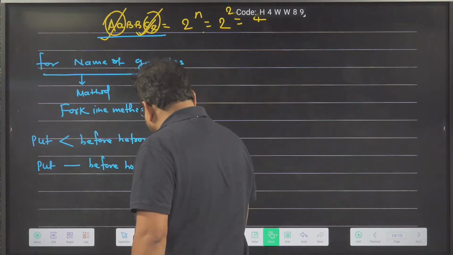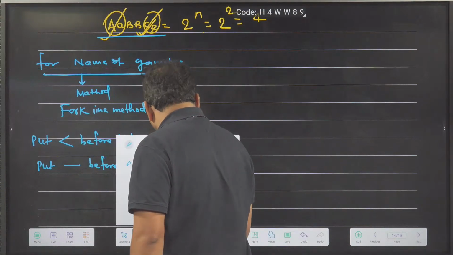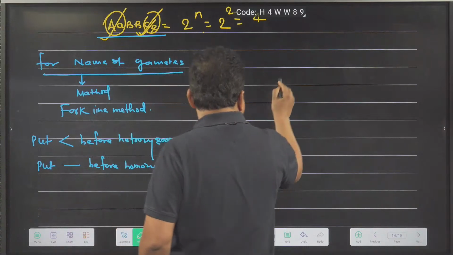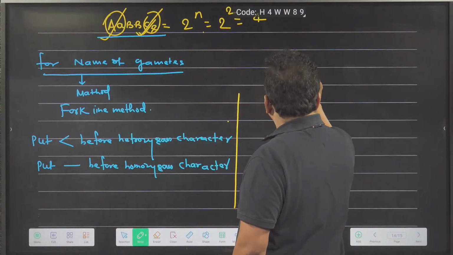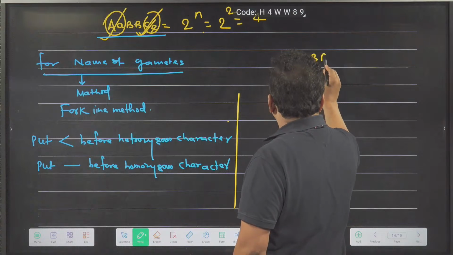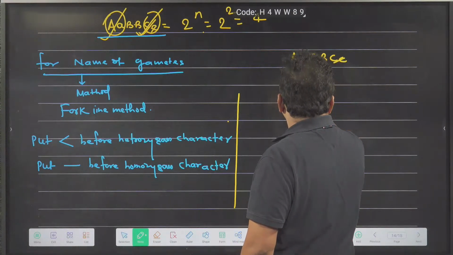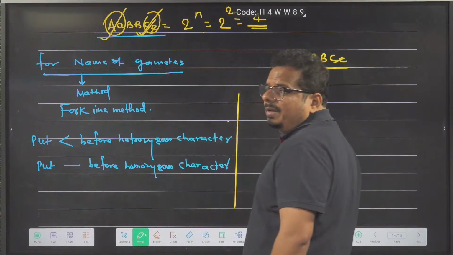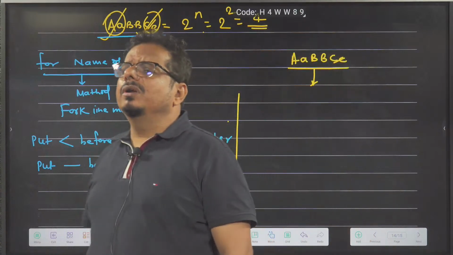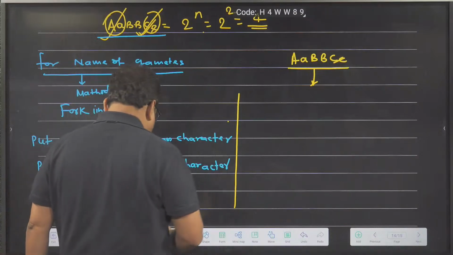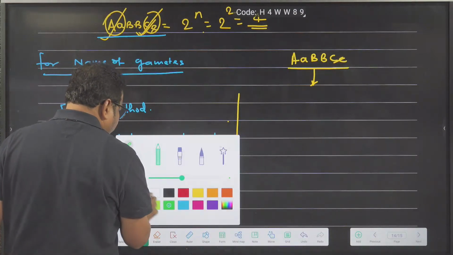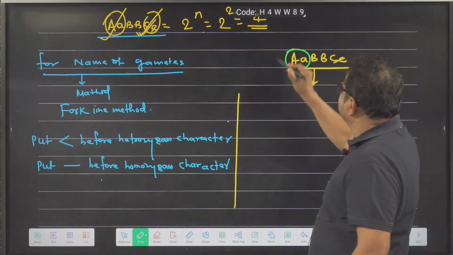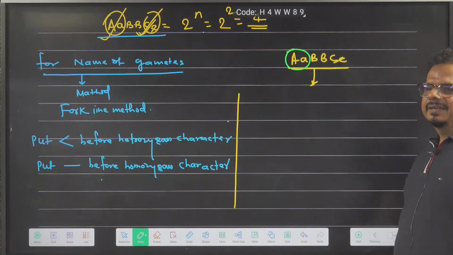Now our task here is the same question. Look, I am writing the same question here and I am solving it for you. Look here. My question is capital A, small a, capital B, capital B, capital C. How many gametes are forming? 4 gametes are forming. We know it. What are the names of all 4 gametes? So I am using the fork line method. Look how I am using it. So is it a heterozygous character or a homozygous character? You tell me first. Is it hetero or homo?